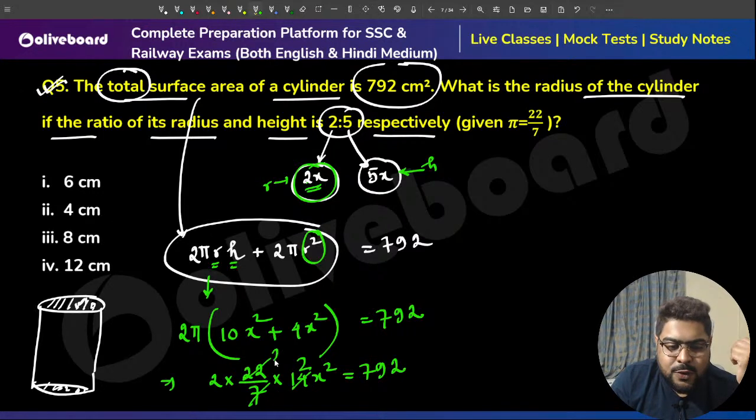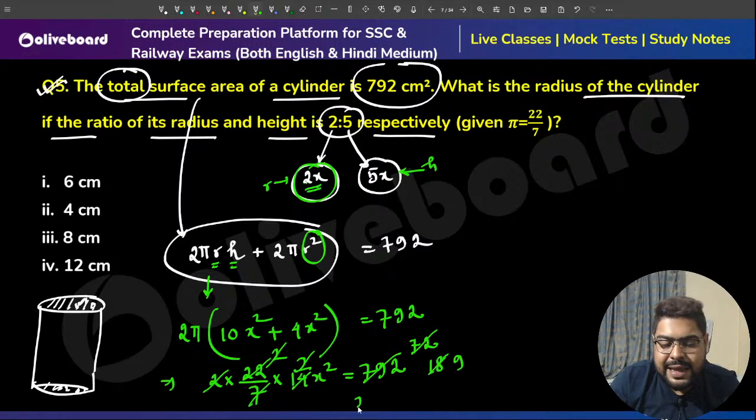So 22 to 11s, if I cancel, it is 2. 11 7s are 77, 2s are this. So 2 and 2 4, 18 4s are this. Again, sir, this is equal to 9. X square is 9, the value of x is 3, sir. The value of x is 3.